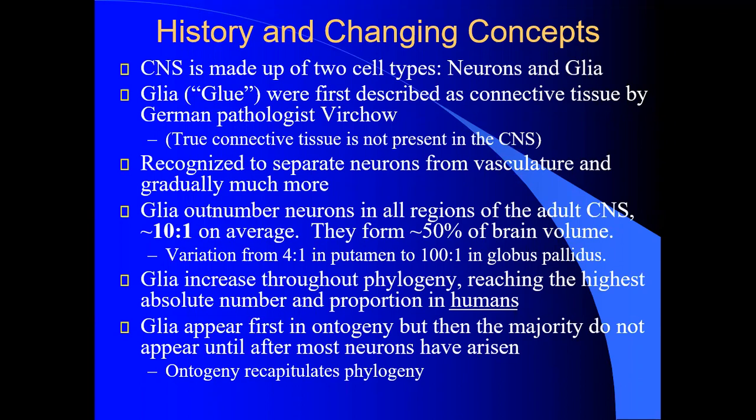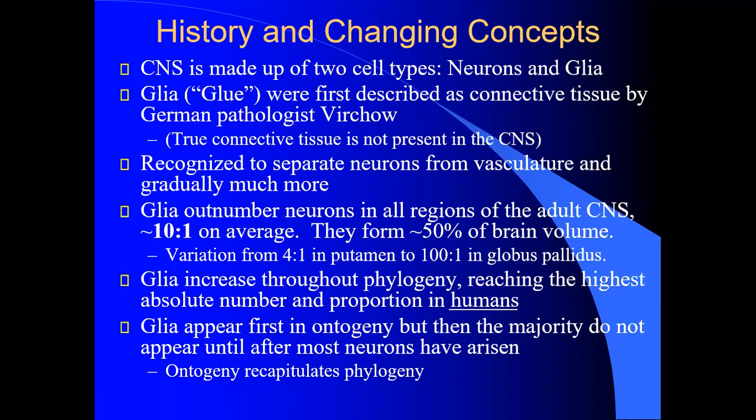Very simple. The central nervous system essentially consists of 2 cell types. We spoke about neurons last week. We'll talk about glia today. The term glia really initially meant glue. That was the idea. These were first described by the great German pathologist Virchow. He didn't know what they were. He thought that they were connective tissue of the brain. There is no connective tissue in the central nervous system. But he was certainly on the right track in terms of supportive structure.